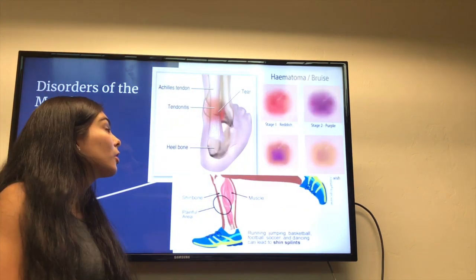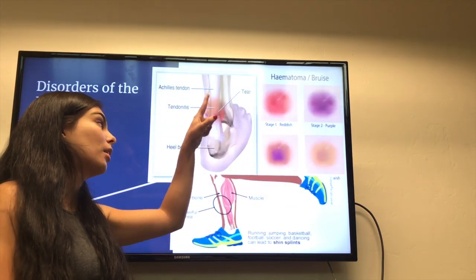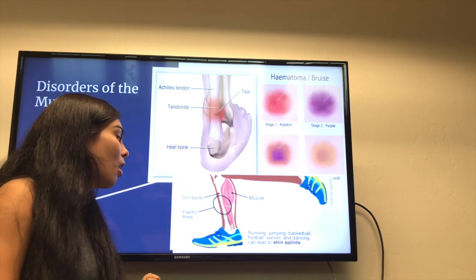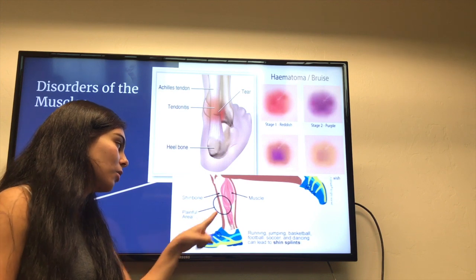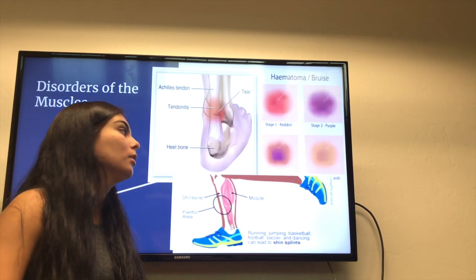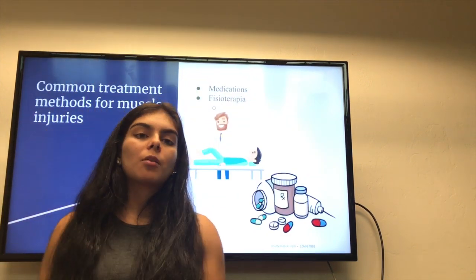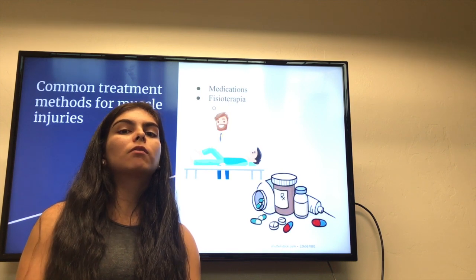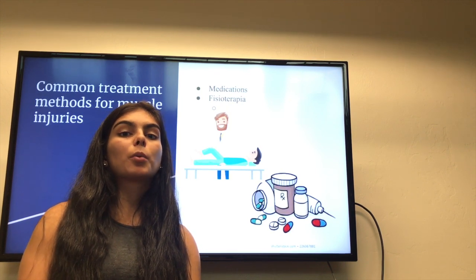So here we have a picture of Achilles tendonitis. So you have the inflammation of the tendon right here. The Achilles is right here. Right here is a picture of shin splints. So here's the shin bone. The muscles, they're inflamed, so it causes pain. Okay, common treatment methods for the muscle injuries are medication, so you'll receive anti-inflammatories, gels, or painkillers.